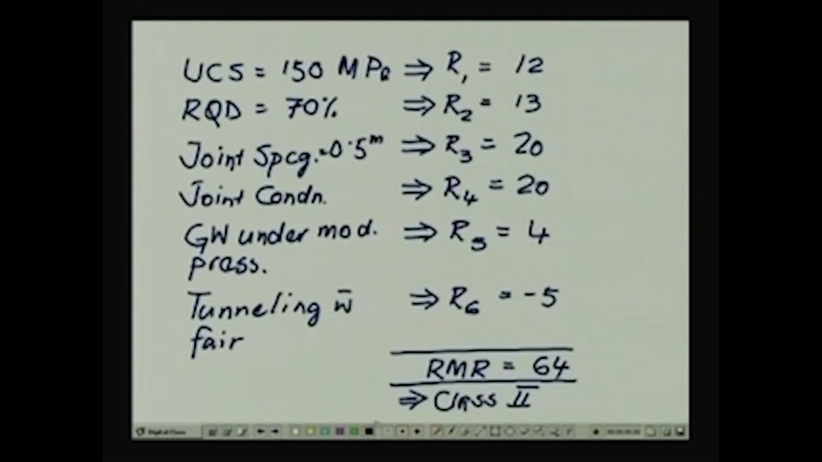Now, before I quit this example, let me take a few minutes to illustrate actually what I mean by a fair joint condition. Let us say you have got a tunnel alignment like this.